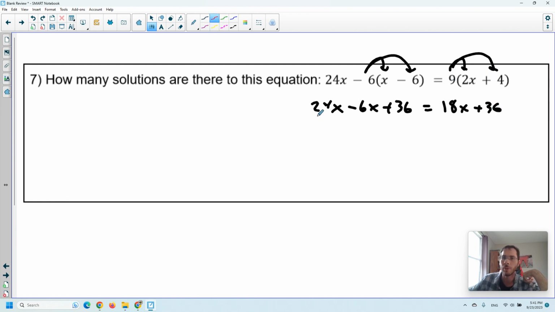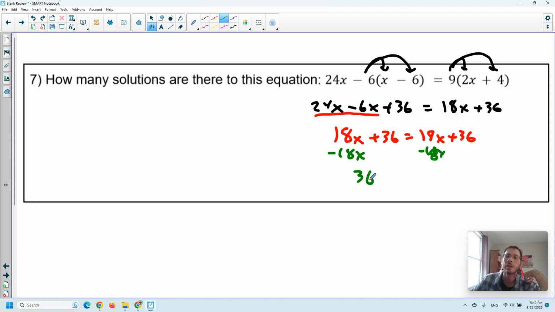I'm going to go ahead and combine my like terms. X is on the same side. We do the math normally. 18x plus 36 equals 18x plus 36. And I think I know what the answer is, but that's just a double check. Let's subtract 18x from both sides to get 36 equals 36. Since I got number equals number, number equals number means I'm going to have infinite solutions.